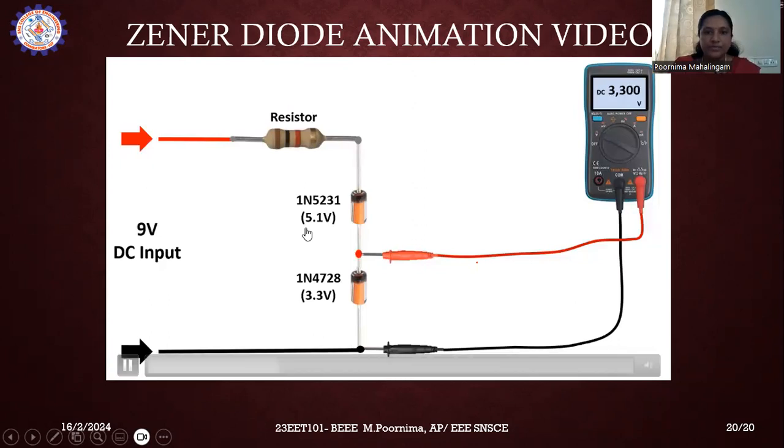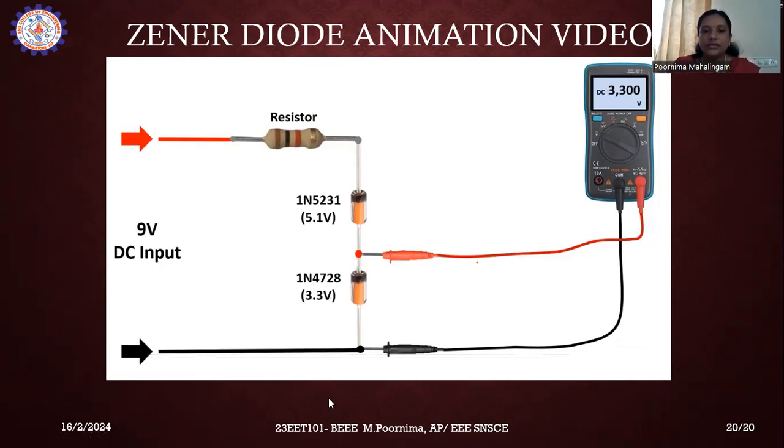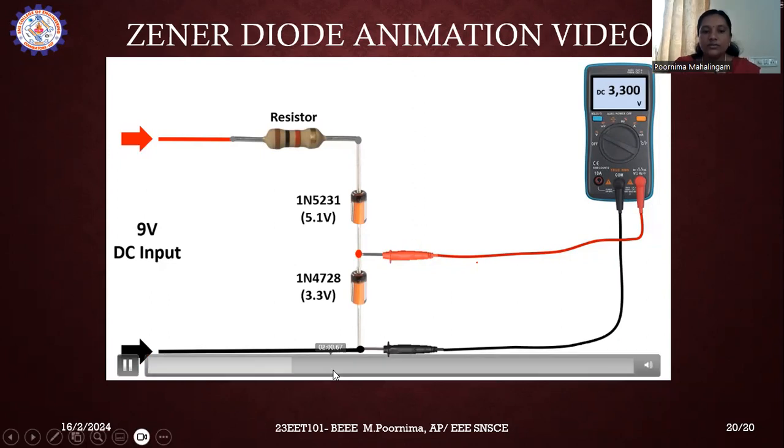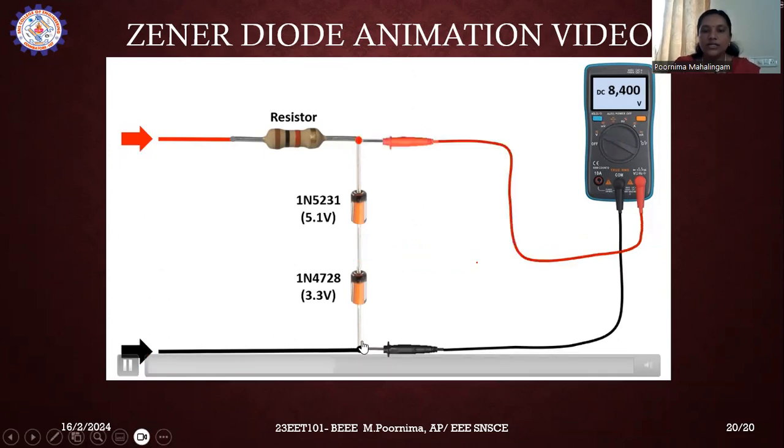So for the working logic, I built a circuit where a resistor and two Zener diodes are connected. The input is 9 volts. What happens? We can see the output is 3.3 volts. Here the total is 9 volts. If the input is 12 volts, the voltage is still 9 volts because it regulates the voltage.